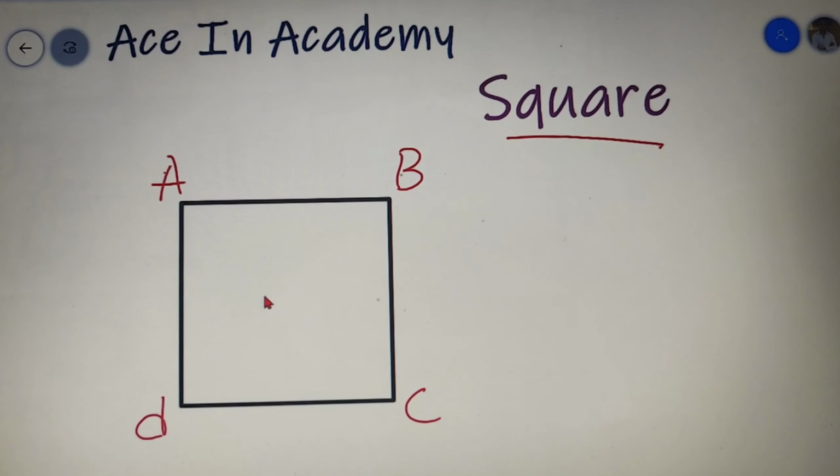The perimeter of a quadrilateral is equal to the sum of all its sides. Now we know that all the sides of the square are equal. So if I denote the length of this side as a, then the perimeter of a square will be equal to 4a.